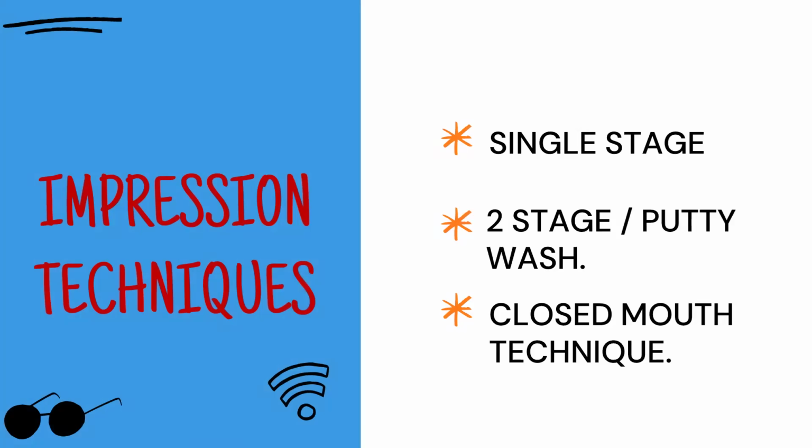Now let's move on to the different impression techniques used in fixed prosthodontics. We have single stage impression technique, where a single mix of impression material is used to capture both the prepared tooth and surrounding tissues. We have two-stage impression technique, where a preliminary impression is made followed by a second, more detailed impression. And we also have a closed mouth impression technique.